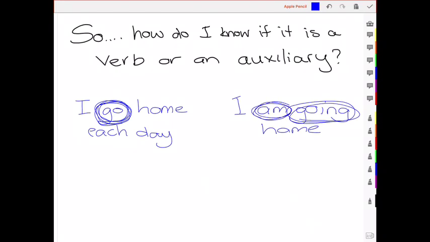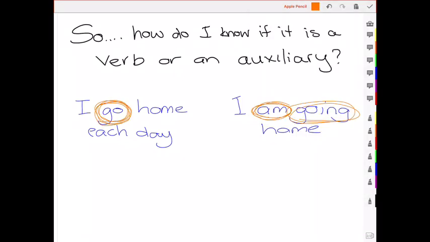And we can tell that in that second example, the word going is the main verb. It holds most information about the action, and we've needed to add am to comply with the rules of grammar. And in this sense, am is considered to be an auxiliary verb, a helping verb. And so that's the main difference between the two.